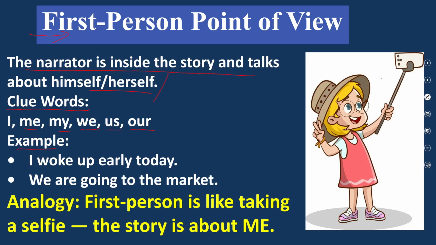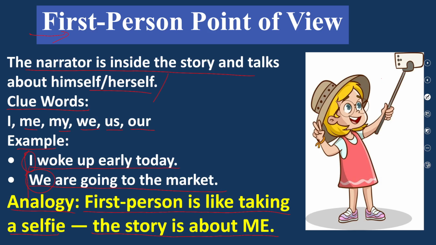Yes, example: I woke up early today. Yes, this is the clue word. We are going to the market. Here, the word we is a clue word. From these two words, I and we, we can conclude and identify that these narrators are the point of view of the first person. Now look at this. First person is like taking a selfie. The story is about me.